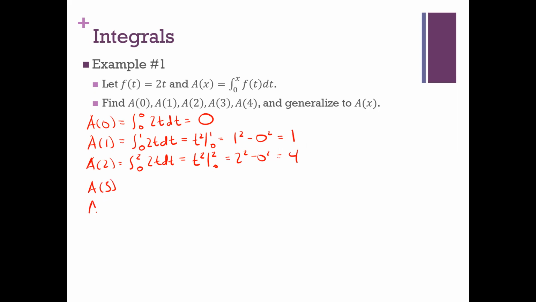We have a suspicion about what A3 and A4, A of 3 and A of 4, are going to be. You okay with that? Yeah. 3 squared minus 0 squared is going to equal 9. And then, yeah. So based on all that, can I generalize what A of x is? And close. I'm going to say x squared since A is a function of x.